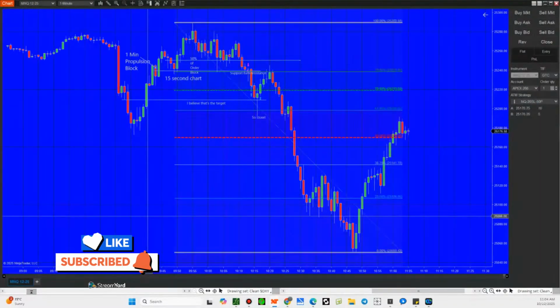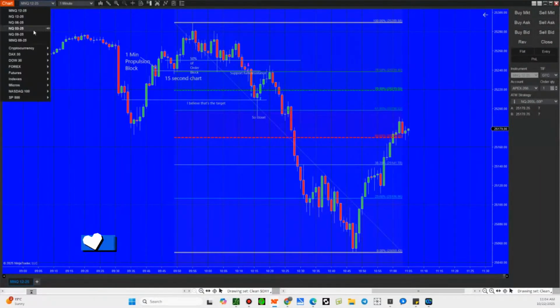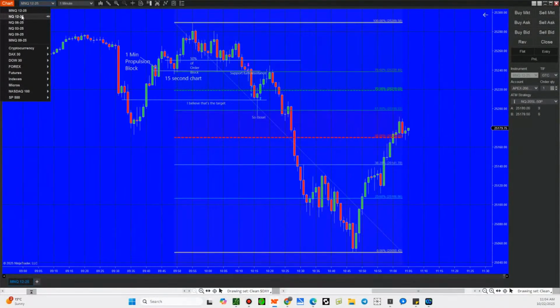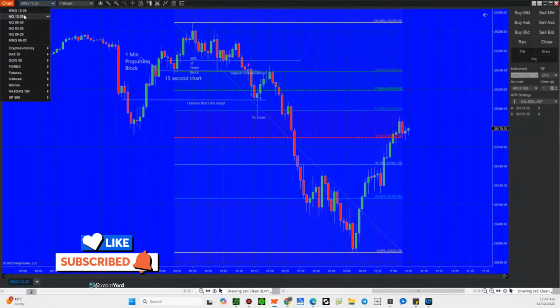All right, so let me go back to NQ. So the difference between NQ and MNQ is just a smaller lot size. NQ is $20 per point, which is I believe $5 per tick. And MNQ is I believe 50 cents per tick. Could be wrong.